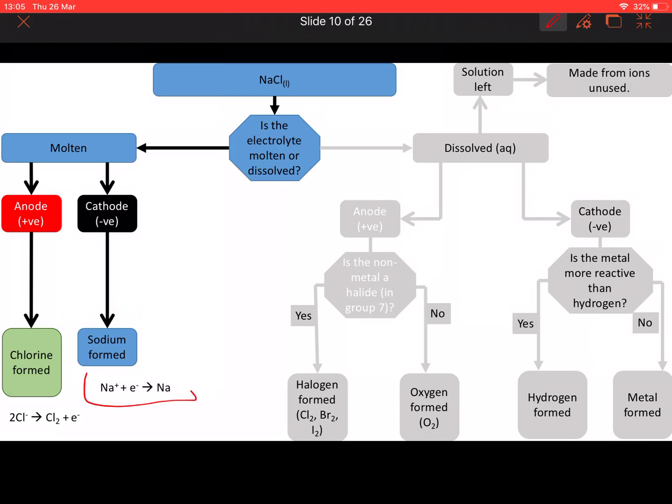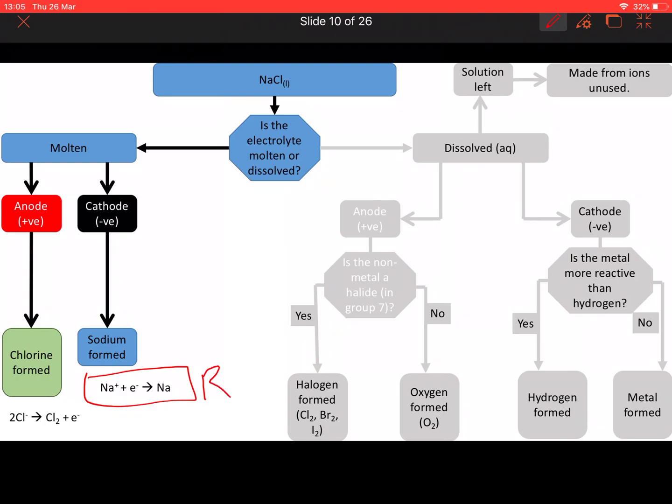So at the negative electrode, our sodium ions are picking up negative electrons, and that is converting them from positive sodium ions into sodium atoms. If we remember OIL RIG, oxidation is loss, reduction is gain, that means that this has been reduced.